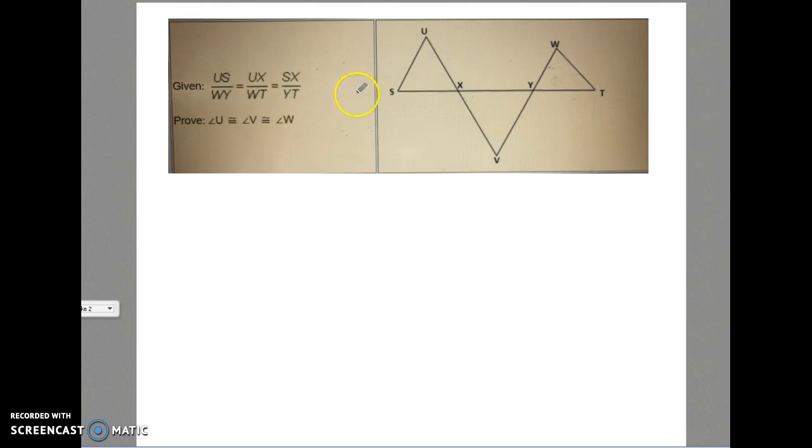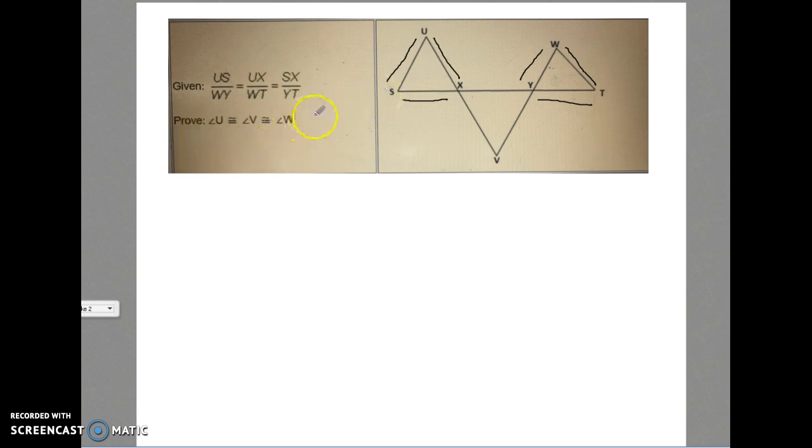Let's take a look at the next one. We are given that US over WY is equal to UX over WT, which is equal to SX over YT. Basically what we're saying here is that this over this is the same as this over this is the same as this over this. So what does that tell us? That tells us that those two triangles are similar.